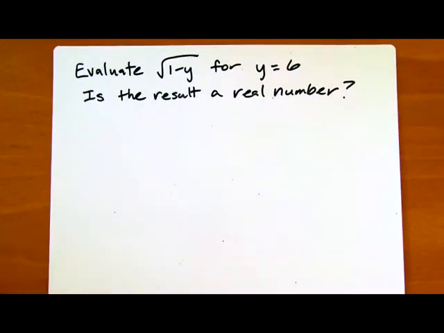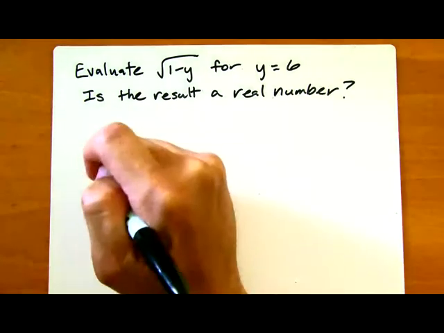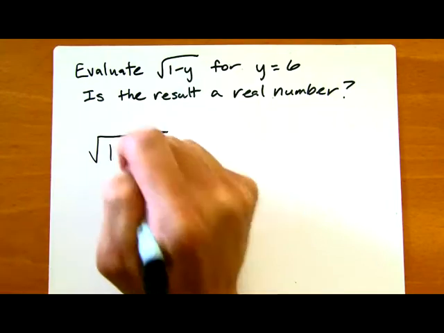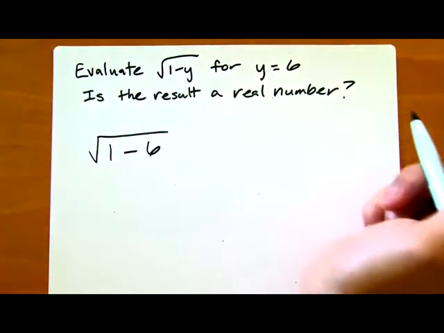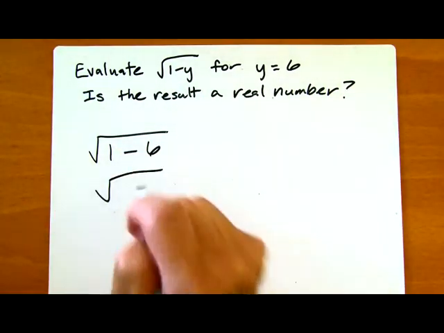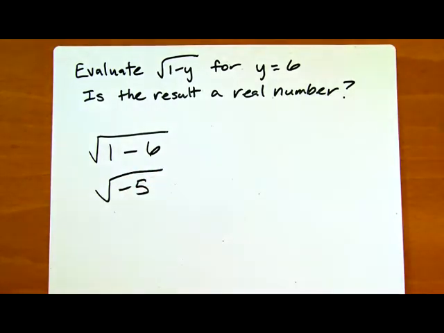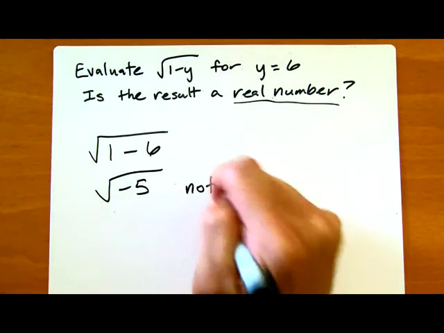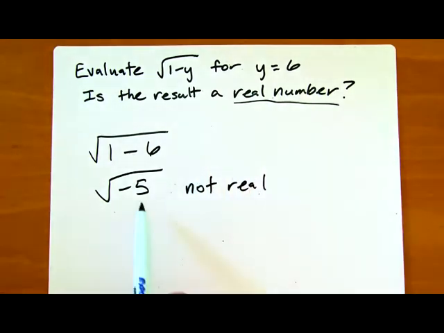Let's change it up. You need to evaluate the square root of 1 minus y, where y is equal to 6. Is the result a real number? Okay, so you just plug it in. In place of y, we put 6. This is the square root of negative 5. Is the result a real number? It's not real. There's nothing that multiplies out to negative 5.